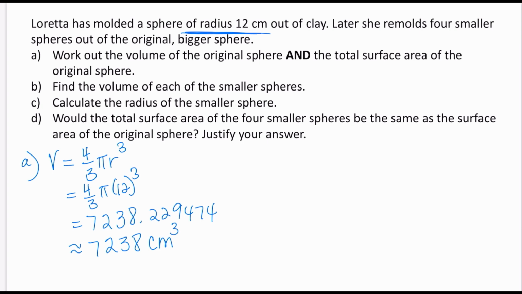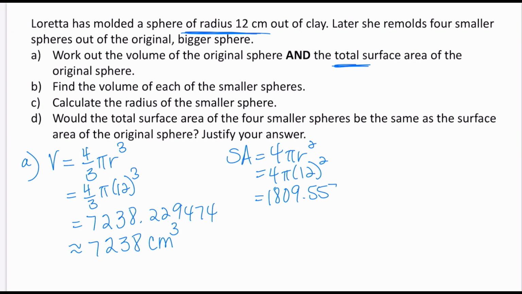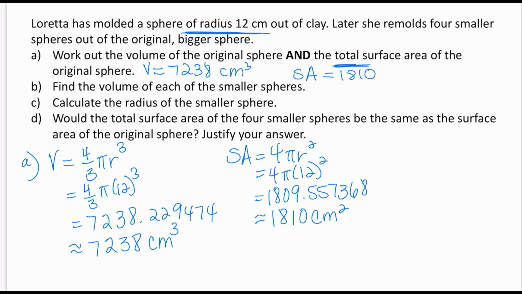Then it says to figure out, of course, the total surface area. Total surface area is going to be 4 pi radius squared. So this is 4 pi, and the radius of the original sphere is 12. Put it all in your calculator. So this total is 1,809.557368, which is approximately 1,810 square centimeters. Remember, the units for volume are always cubic units, but for area and surface area, it's always square units. So we figured out the volume of the original sphere. The volume is 7,238 cubic centimeters, and the surface area of the original sphere is 1,810 square centimeters.